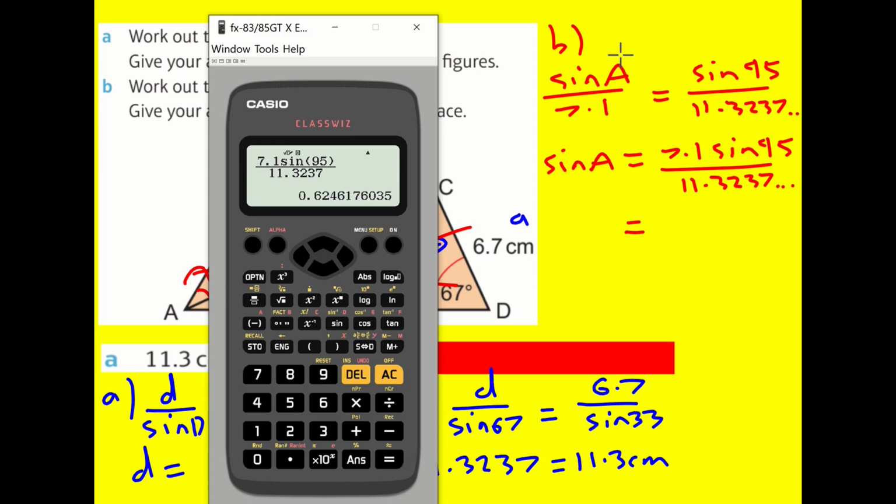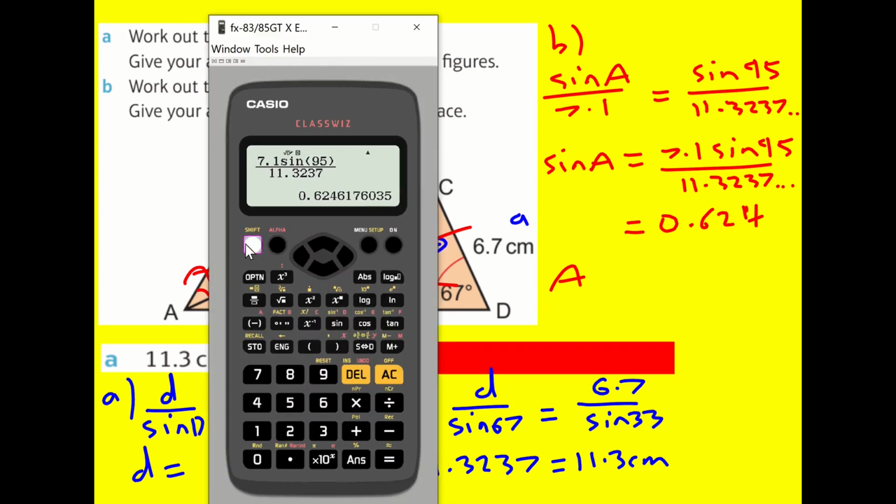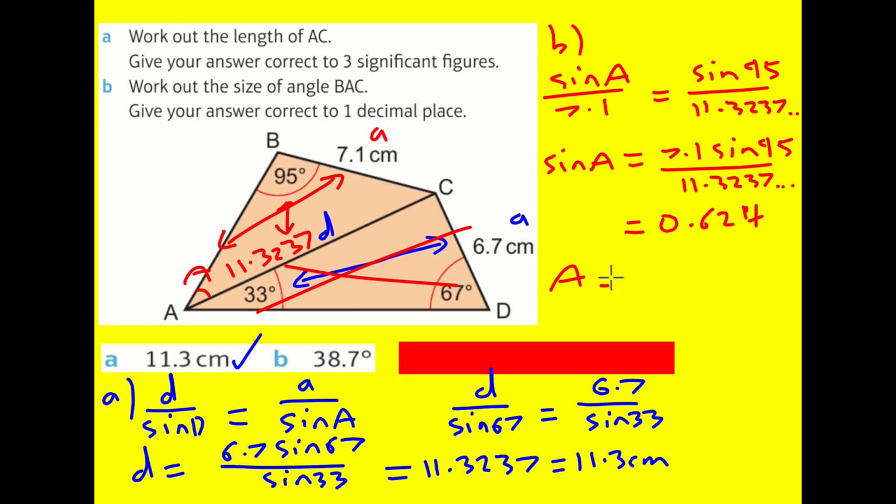So 0.624. So A is going to be the inverse sine of that. Which gives us 38.65. Or 38.7 degrees. Well done if you got that. If not, I hope you're okay with that now. Well done overall.